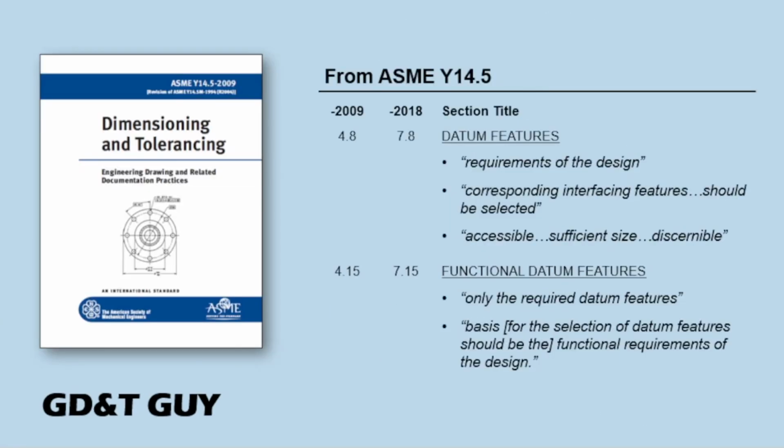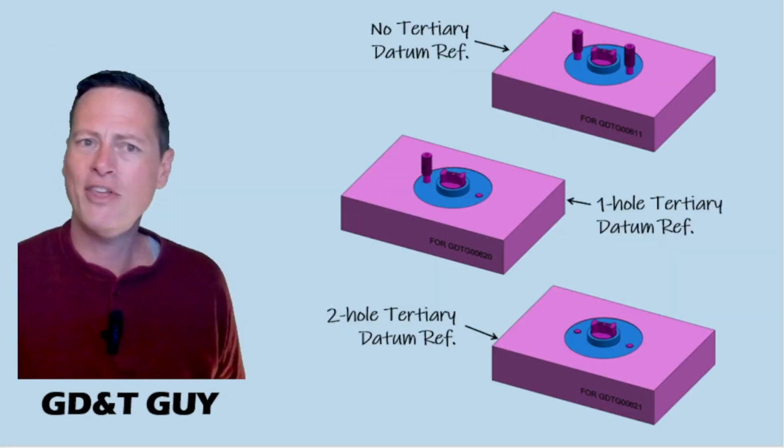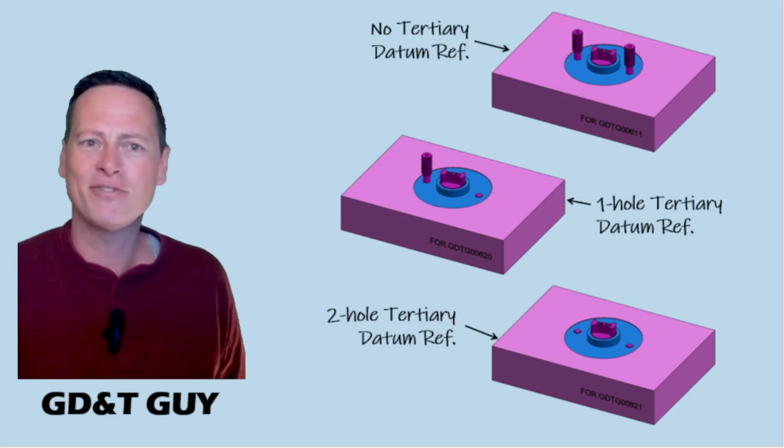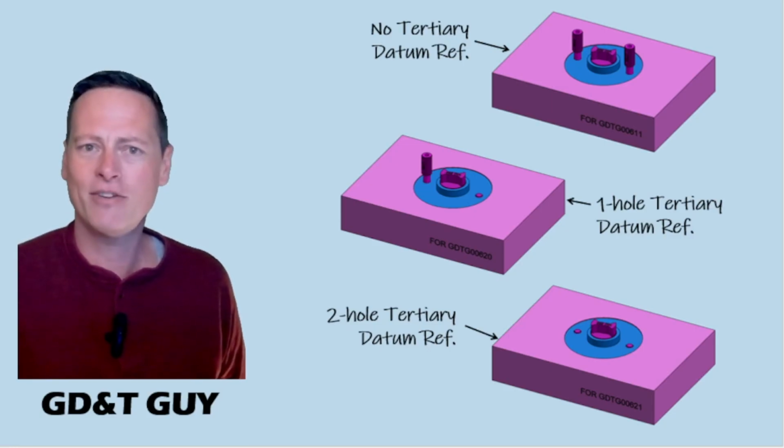4.15 also says that the basis for the selection of our datum features is to be the functional requirements of the design. On this one, I will say that the attempt to pull in one or both of the screw holes as a tertiary datum feature is like a good faith effort to create a functional datum reference. But I think I've also shown you that this doesn't really do anything for the functional requirements of the design. We get the same exact function with no tertiary datum reference as we do if we try to force one.